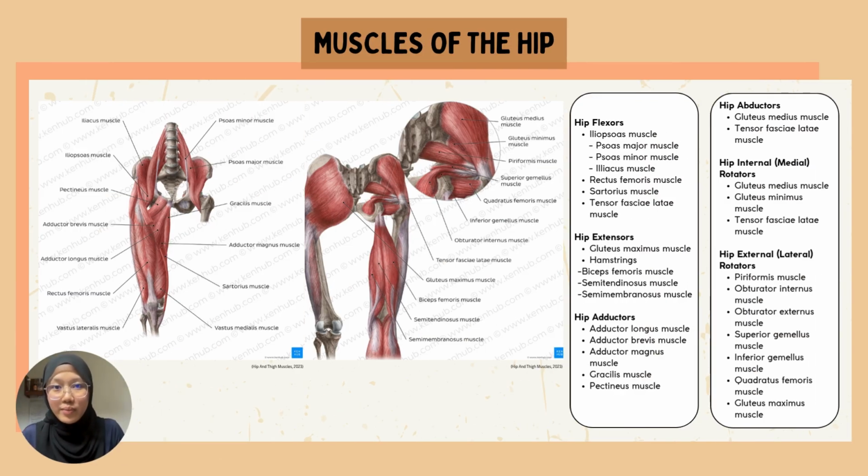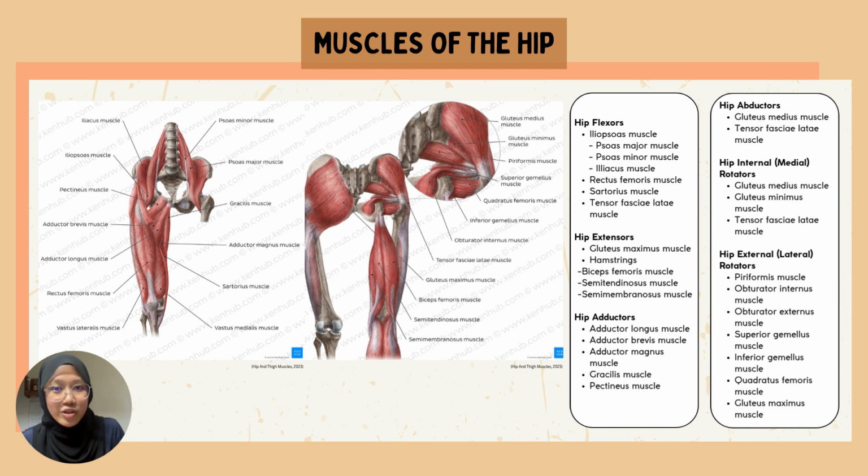Moving on with the muscles of the hip, the diagram above shows the anterior and the posterior view of the muscles of the hip. So what are the muscles that attach to the hip? For hip flexors, the muscles are the iliopsoas muscle, which consists of the psoas major and minor muscles, and the iliacus muscle. Next are the rectus femoris muscle, sartorius muscle, and tensor fasciae latae muscle.